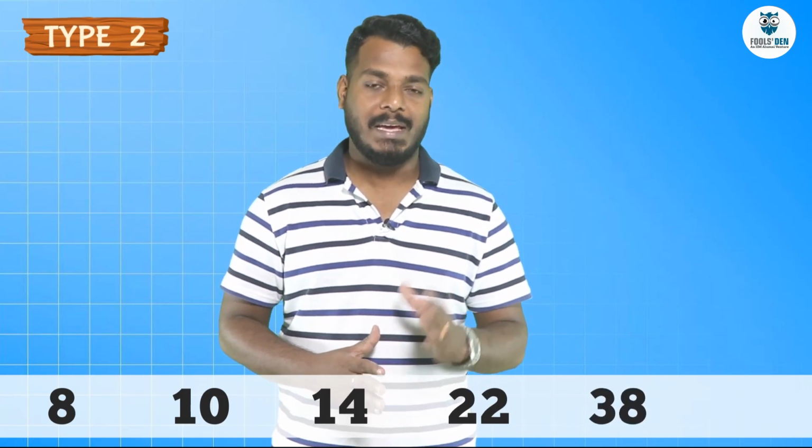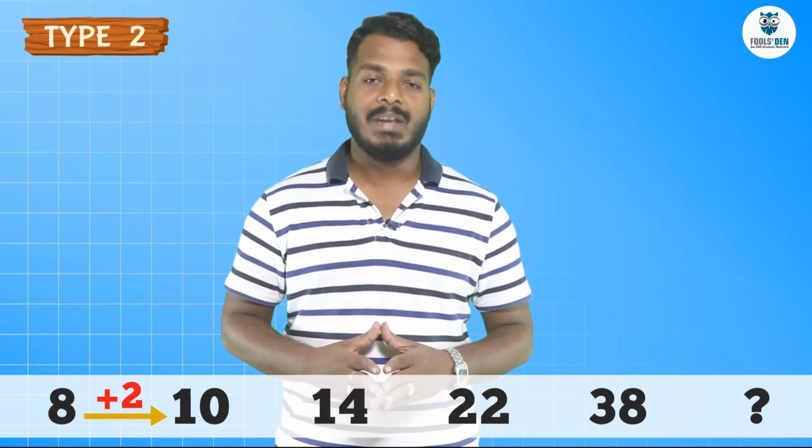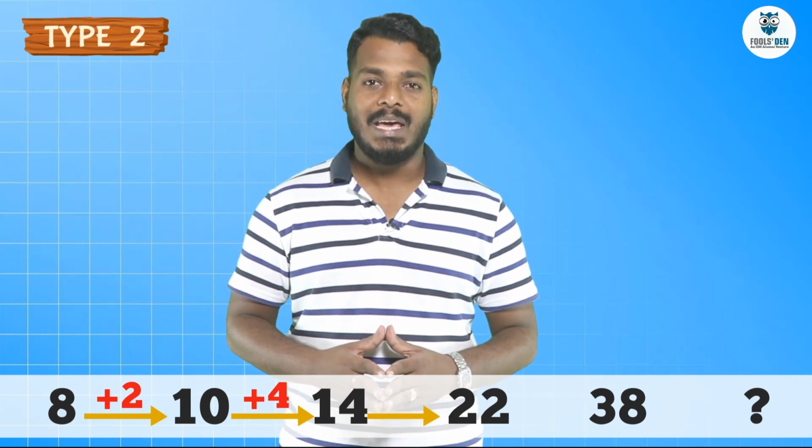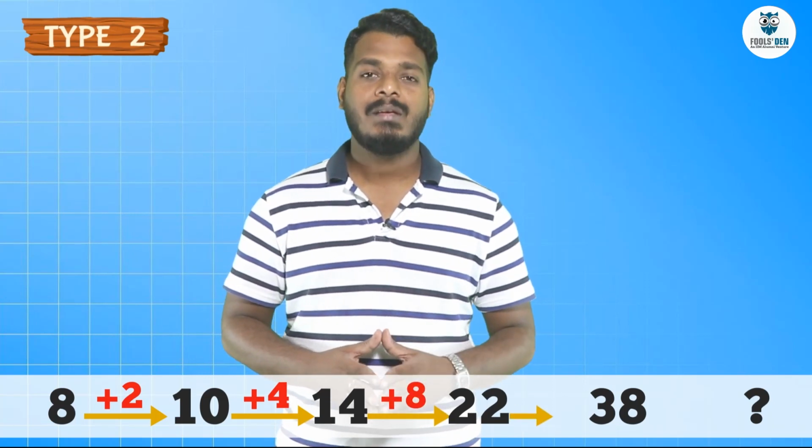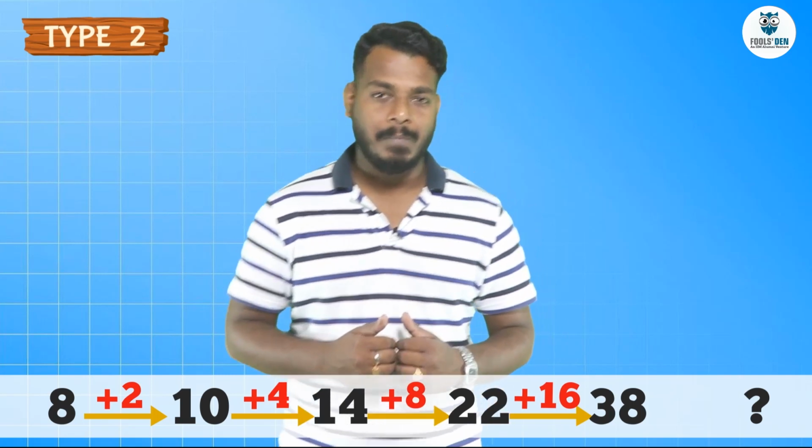Type 2. Have a look at the series. 8, 10, 14, 22, 38, question mark. Now try to find out the difference between the numbers. The difference between 8 and 10 is 2. The next difference is 4. The next 8. Next 16. So can you see a pattern here?